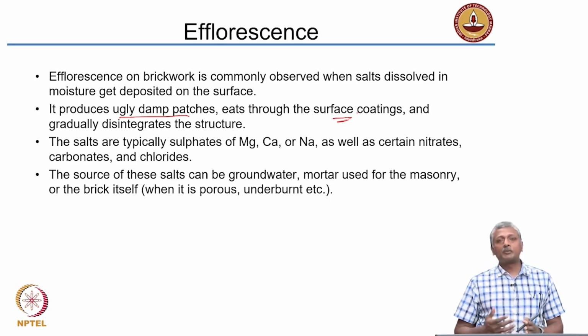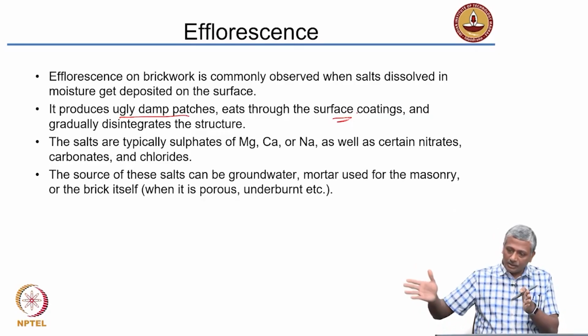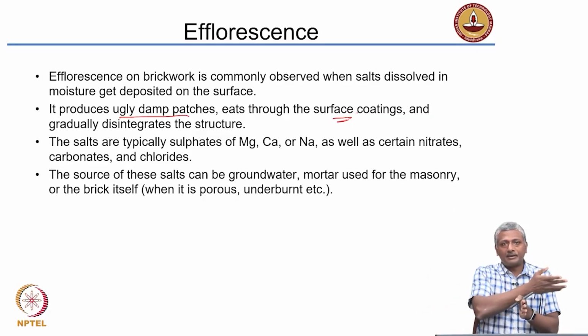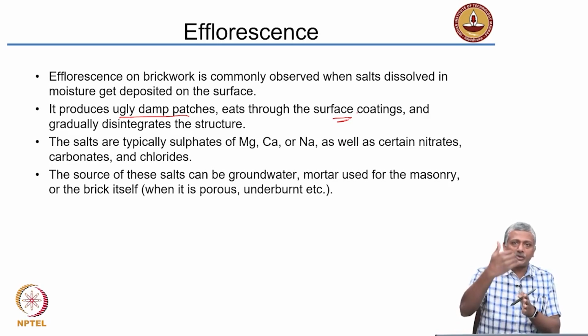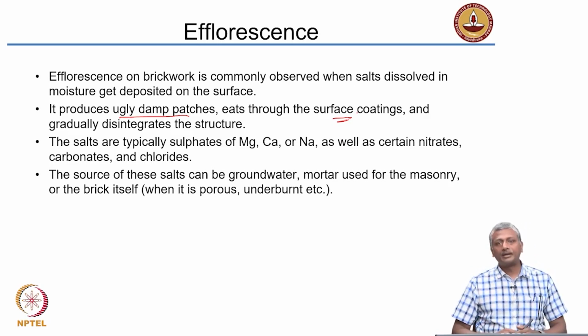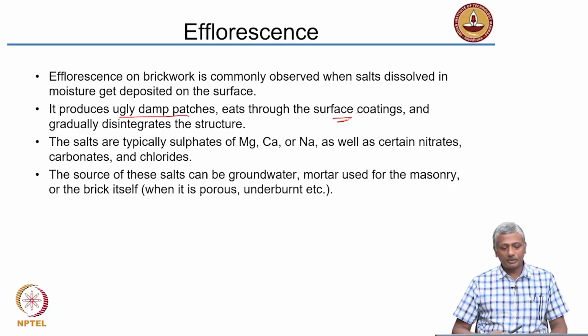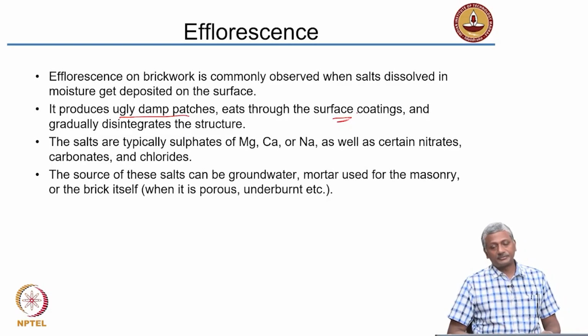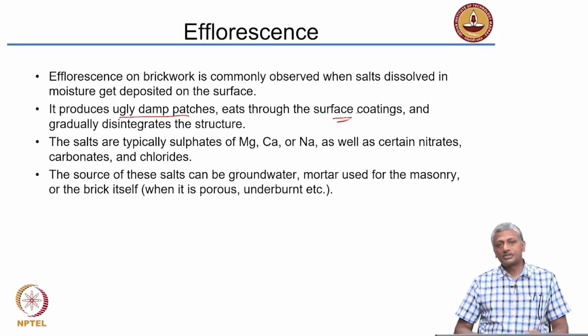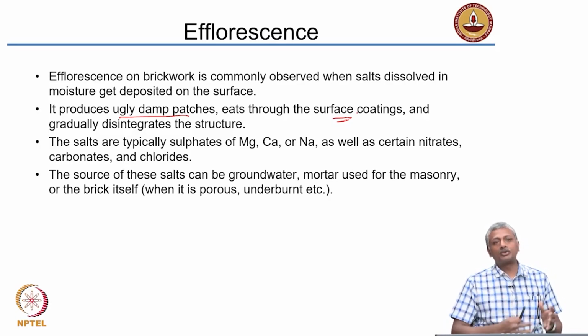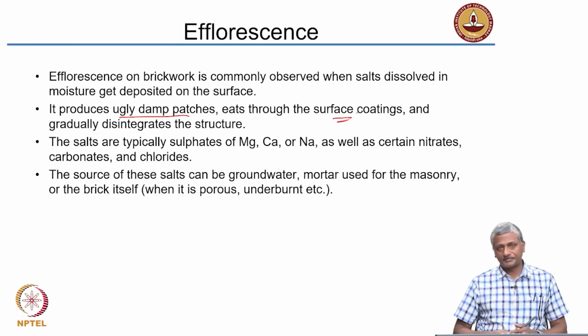And these salts can also be brought out by the action of flowing water. So, for example, if water from the inside is trying to come out of the structure, right, it will push out these salts also. These salts will come out of the surface and start drying, and that causes again these damp patches to form. Okay. Now, as I said, the source of the salts could be the groundwater, the mortar that is used for the masonry, or the brick itself. Especially when the brick is porous or underburnt, it can have a large amount of water absorption, and that basically can result in efflorescence also.